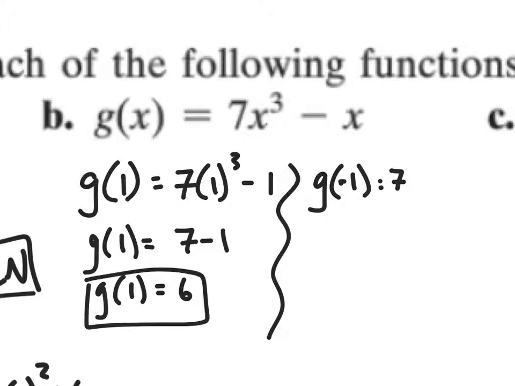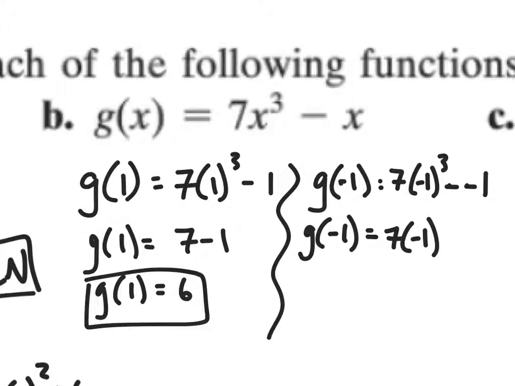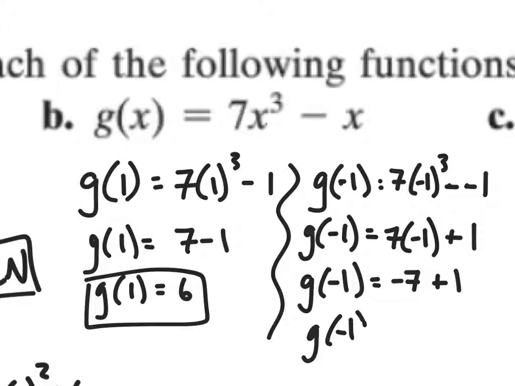So I get 7 times negative 1 cubed minus a negative 1. Okay, and so g of negative 1 is equal to, negative 1 cubed is going to give me negative 1. All right, so I get 7 times negative 1, and then I get plus 1. So then this is going to give me negative 7 and then plus 1. So g of negative 1 is going to give me negative 6.